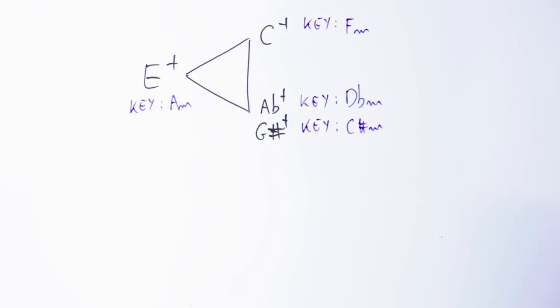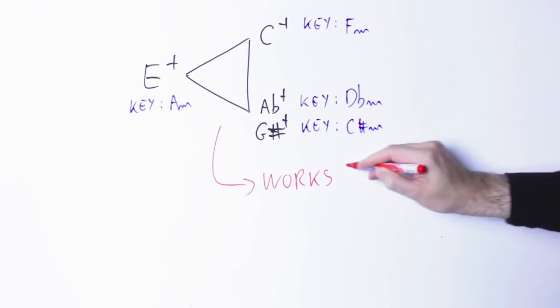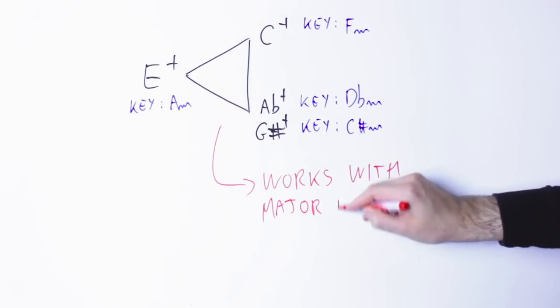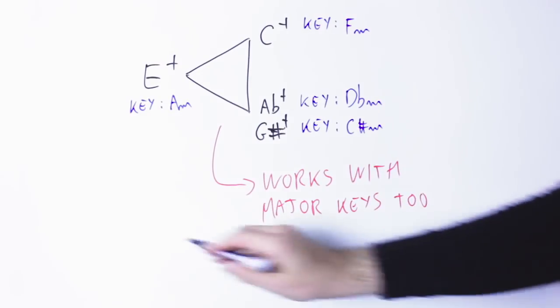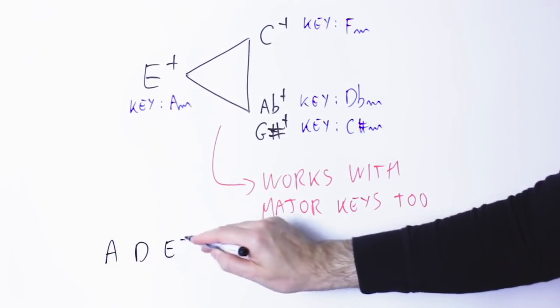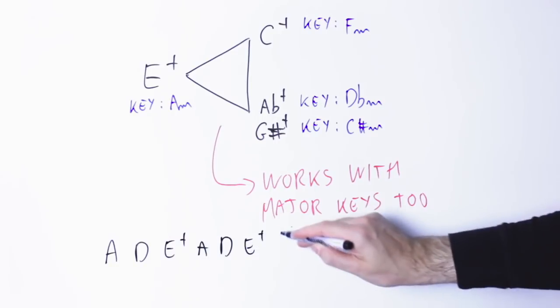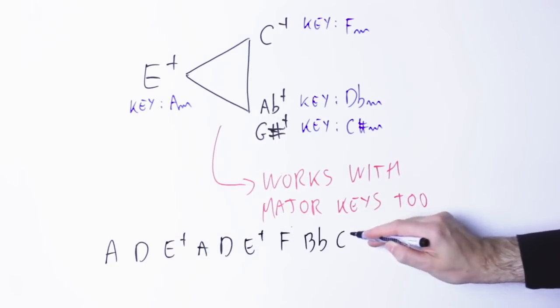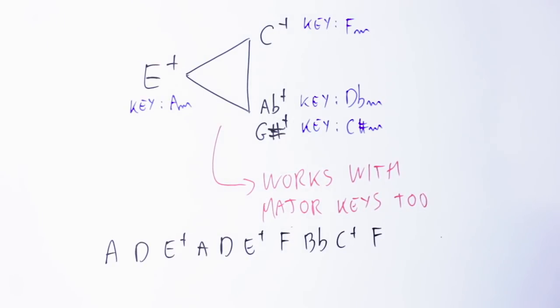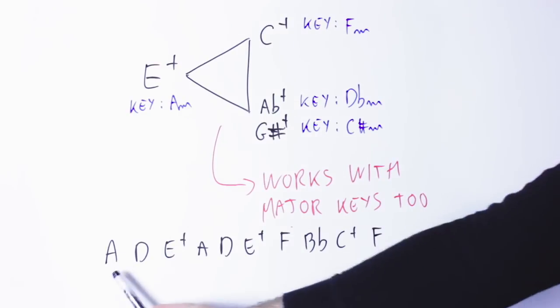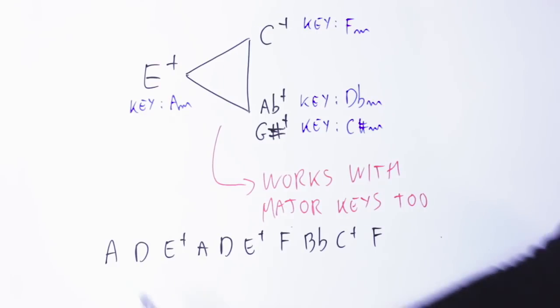Also, while we developed this whole idea with minor keys, the augmented chord modulation works perfectly well with major keys too. So you can just use the exact same trick. You can play, for instance, A major, D major, E augmented, and then modulate into F major.